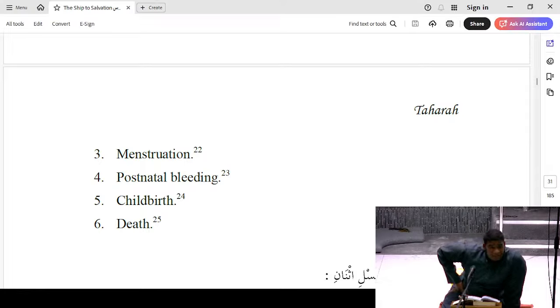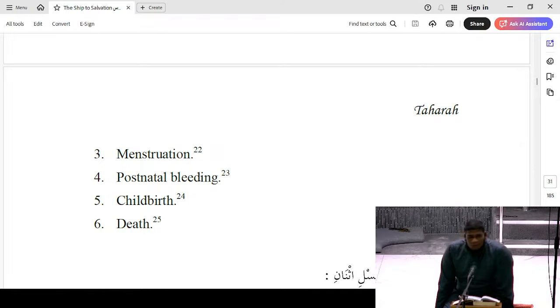Anyone? The minimum. What is the minimum period a woman can get hayd? Females? Yawmun wa layla. A night and a day. It's the minimum, 24 hours.